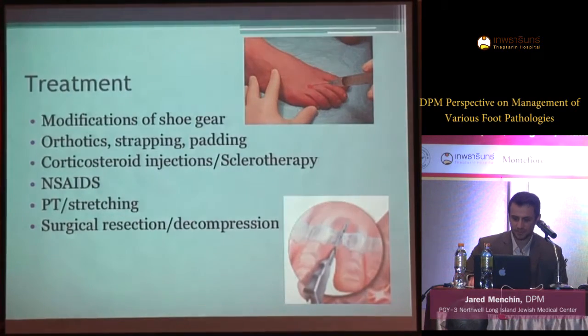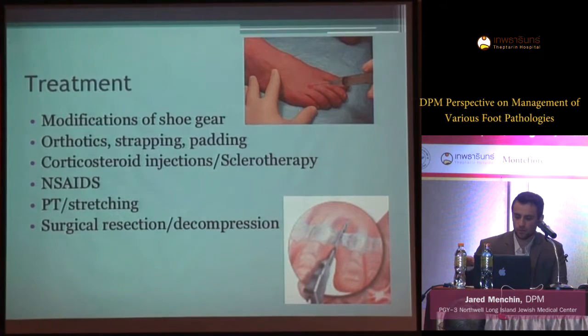Treatment for this is going to be modifying your shoe gear. You're going to want a wider toe box shoe, just to prevent the metatarsal heads from rubbing. You can try orthotics, strapping, and padding, and you want to gear that towards either metatarsal pads or things that are going to separate the metatarsal heads and take pressure off the nerve. You can do corticosteroid injections. You can also do sclerotherapy, where you try to shrink down the nerve, make it a little bit more mushy. Sometimes that works, sometimes it doesn't. You can do stretching exercises. And if none of this is working, then you're going to want to go the surgical route.